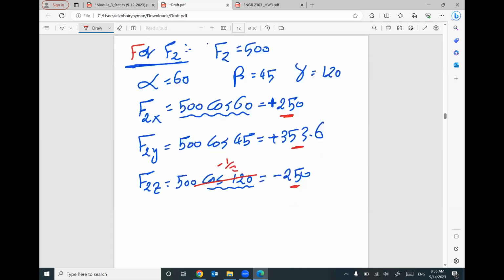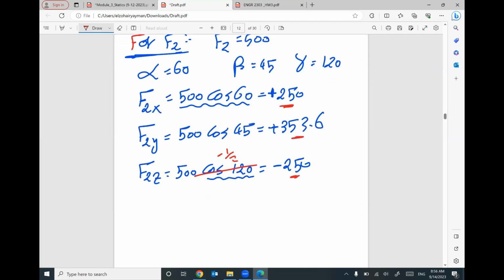We have another option. You can write F2 as a vector like this: positive 250 i, positive 353.6 j, negative 250 k. These are also the three components of your force. That makes sense?